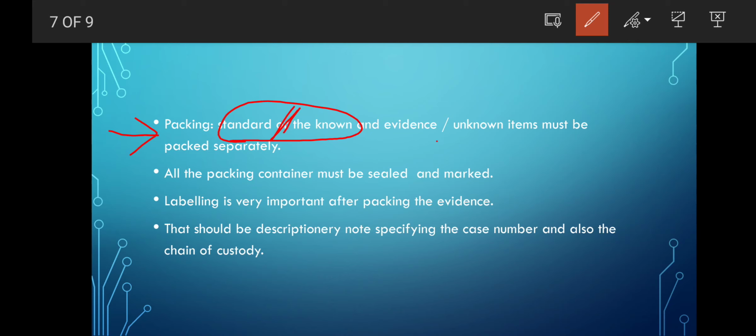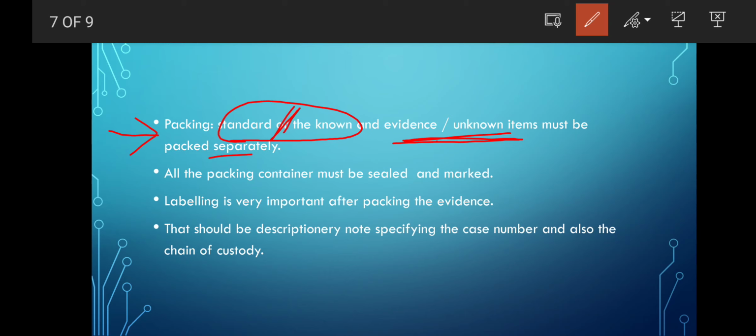evidences are there, like the physical evidence which can be known, which we can see through our naked eyes, or which we can feel is physically present over there. And the others are unknown, like we don't know from which part of that crime scene it has arrived. That item must be packed separately.